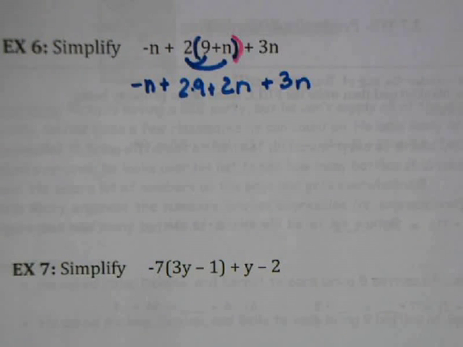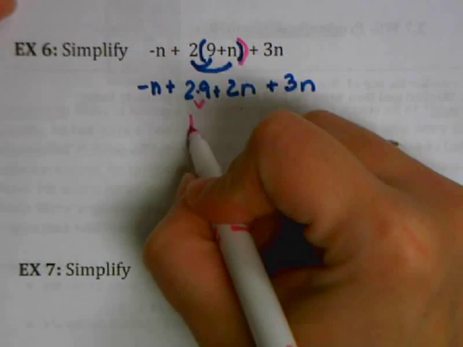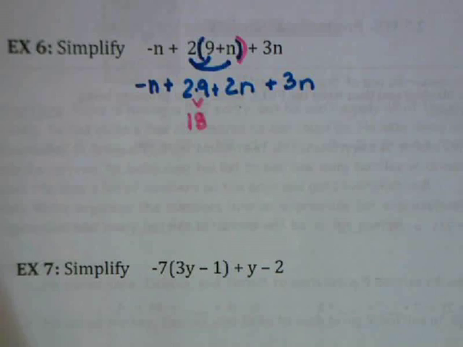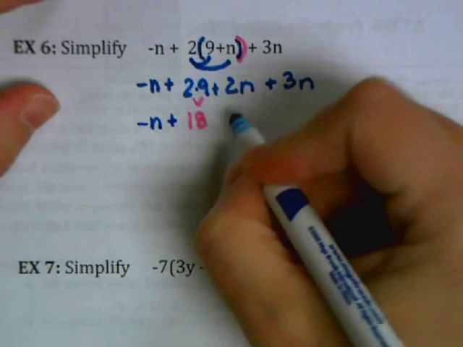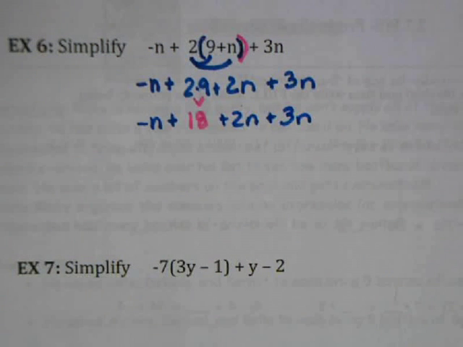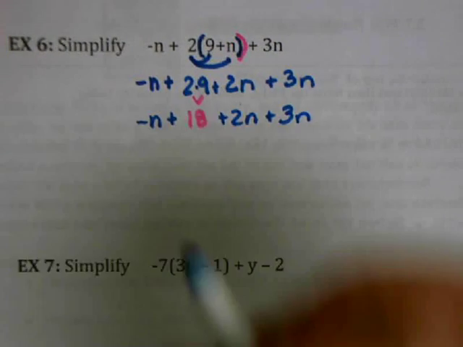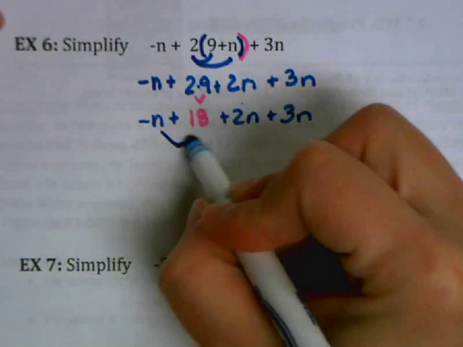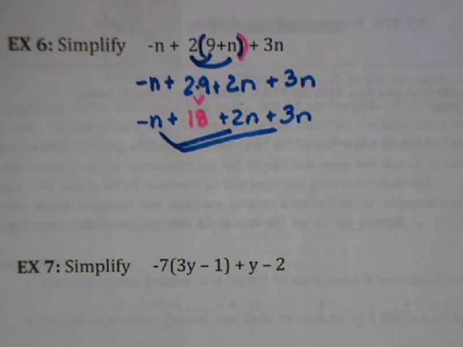Okay. Am I ready to add things together yet? Not quite, because I still have some multiplying. Let's finish up that. What's 2 times 9? 18. Now, can I bring down everything else still? Negative n plus 2n, plus 3n. Awesome. All right. At this point, all that's left is adding. So I've got negative n's plus 2n's plus 3n's.